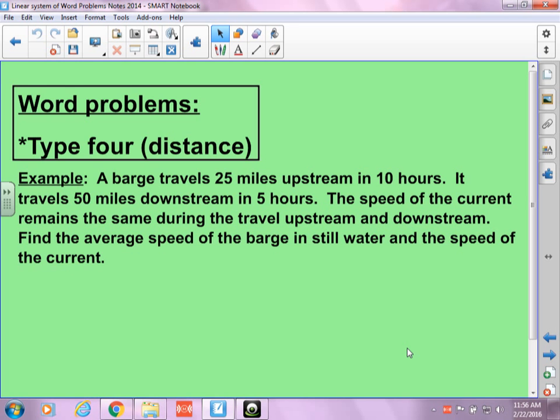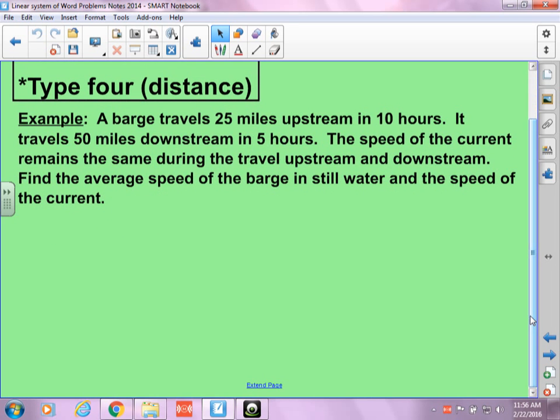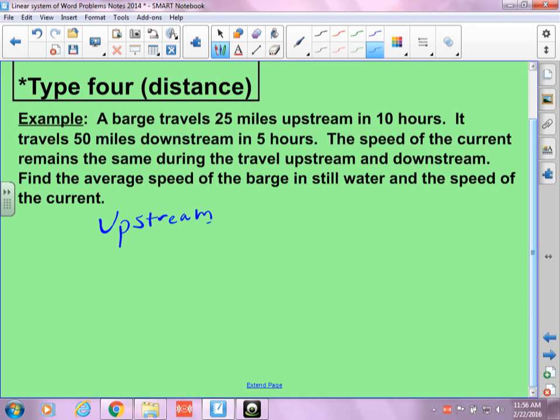Now, before we do the main problem, we do need to do a little bit previous to what we're doing. So first of all, I'm going to look at upstream, and I'm going to look at downstream. And I need to go D equals RT. I'm going to start with those equations first. This is like part one. There's 2 parts to these types of problems.